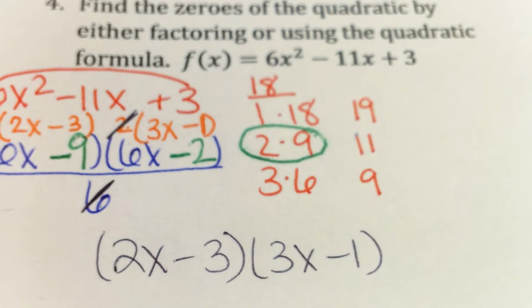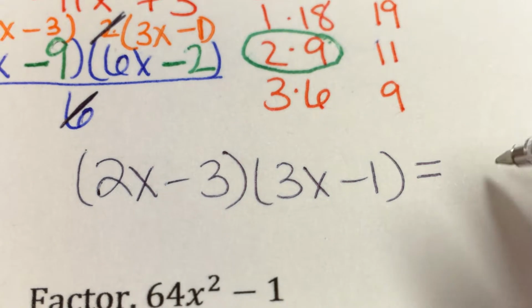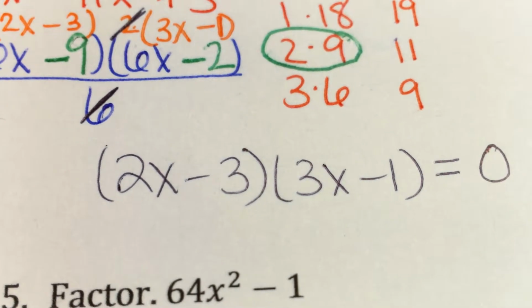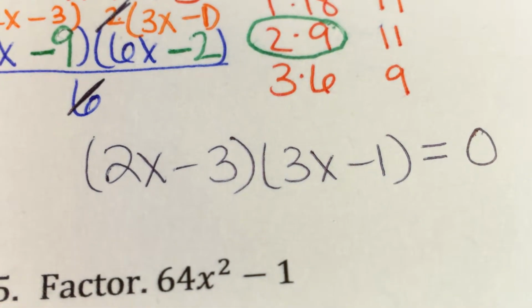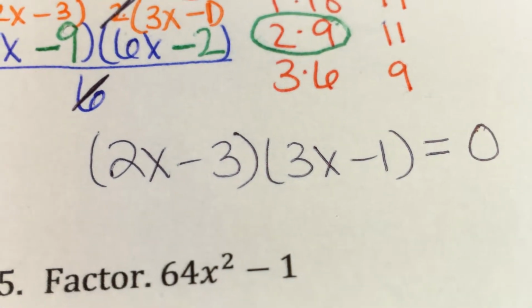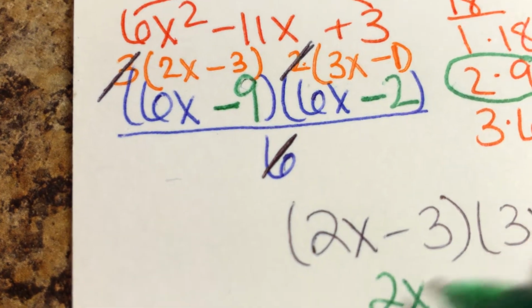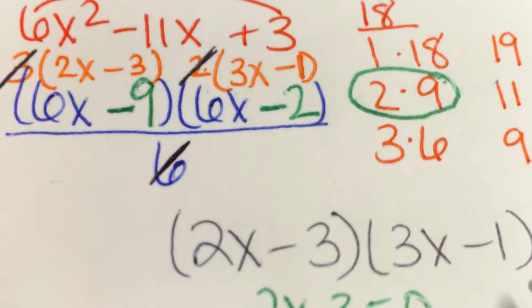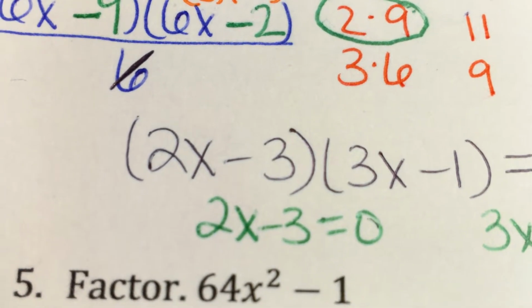But they want you to find the zeros. So we have to make this equal to 0. You guessed it. We're finding the zeros. We're finding the solutions, the roots, the x-intercepts, all those weird names. Okay, so we split them up same way as we did in the other one. So we're going to have here 2x minus 3 equals 0. 3x minus 1 equals 0. And we solve for x.